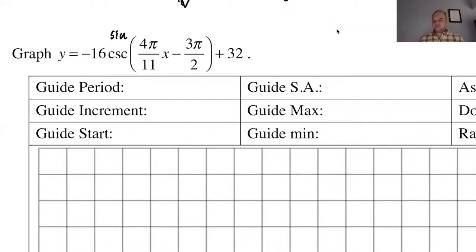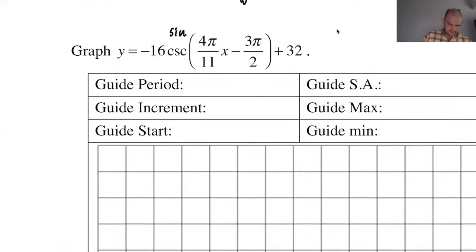This one looks like it's going to be all kinds of ugly because of that 11, that prime number. Ugh, all right. So the guide period, 2 pi divided by 4 pi over 11, we get 22 over 4, so 11 halves. The increment is the period divided by 4, so 11 eighths.